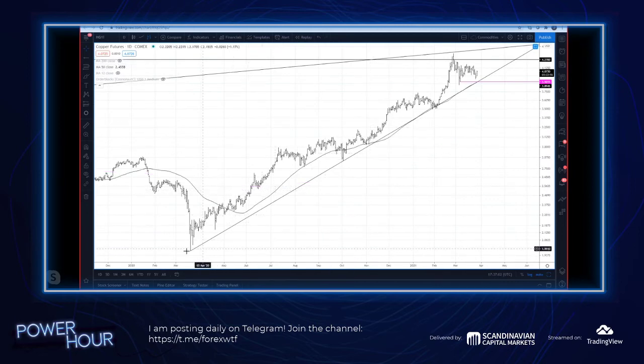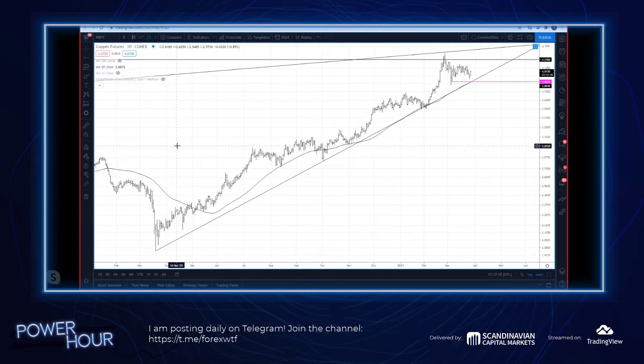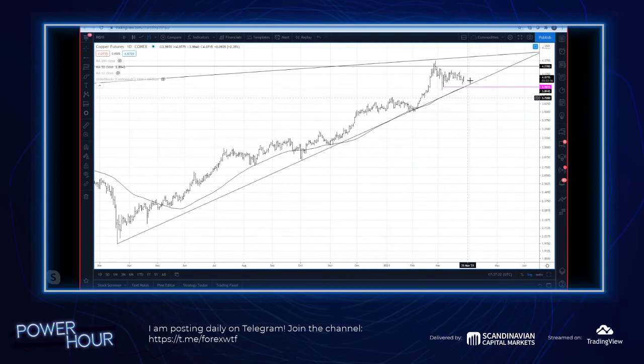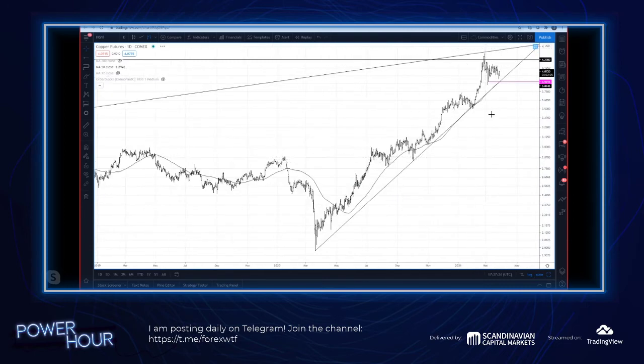So copper, this is the trend line back from March of last year. And the black average here is a 50-day average. So that level is going to be about 390, and that's huge. So if you break that, big behavior change for copper. If you hold above it, it's steady as she goes.